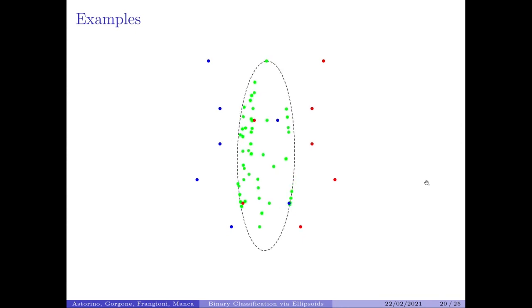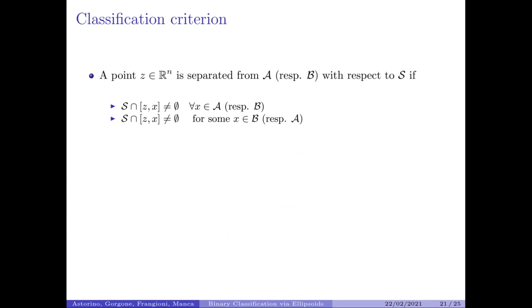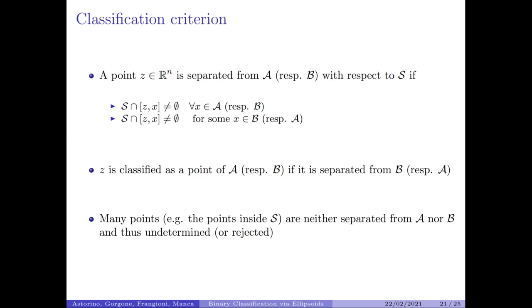Once we solve this program and find the ellipsoid, we can define the classification criterion. Given a new point z, we say that Z is separated from A with respect to the ellipsoid S if S intersects every segment connecting the point Z with points of A, and S intersects only some of the segments connecting Z with points of B, and vice versa for Z separated from B. Then Z is classified as a point of A if it is separated from B with respect to the ellipsoid S; vice versa, Z is classified as a point of B if it is separated from A. The only problem is that many points, for example every point inside of the ellipsoid S, cannot be classified because they are neither separated from A nor from B. Thus we introduce a third class in the classification process, which is the class of undetermined or rejected points.